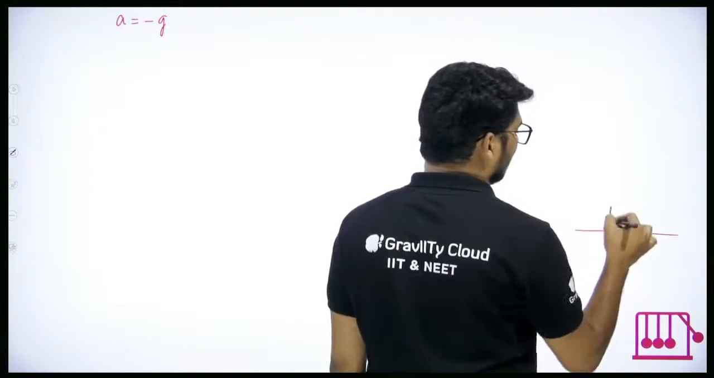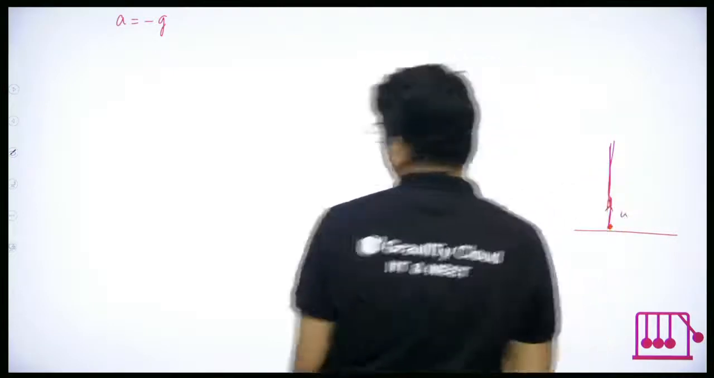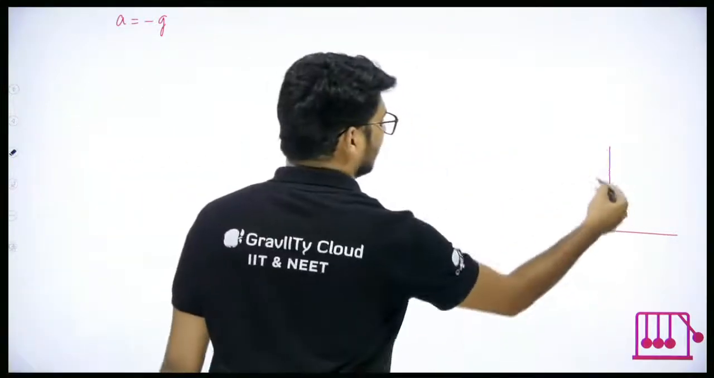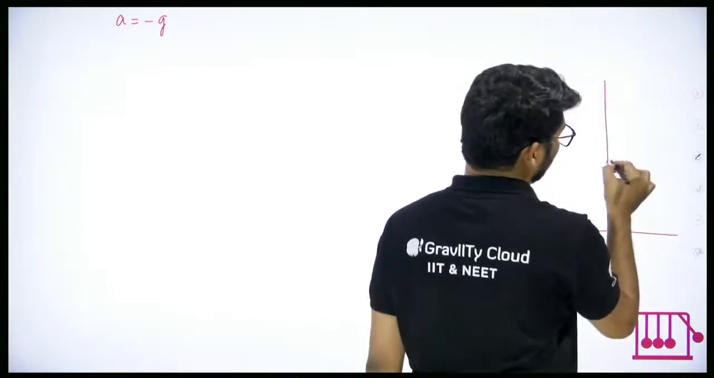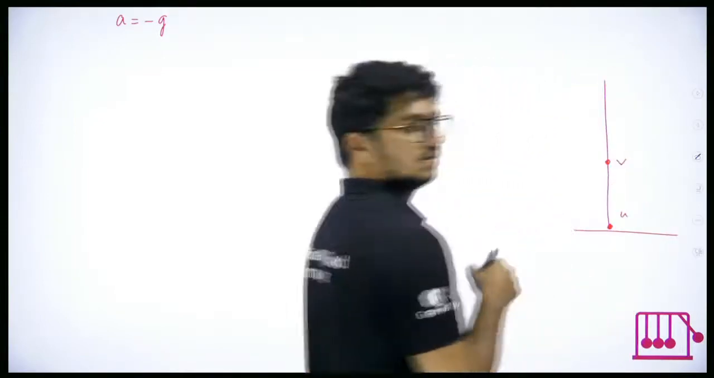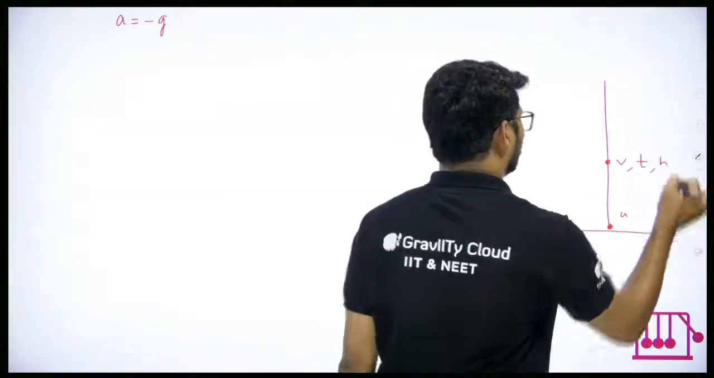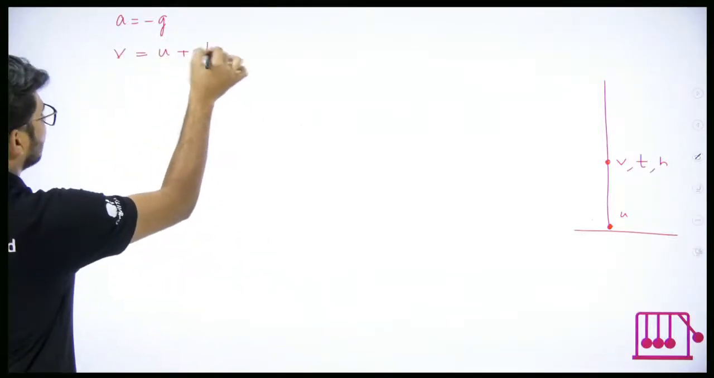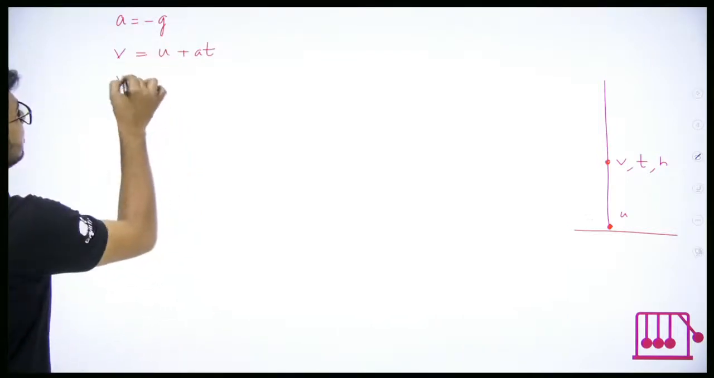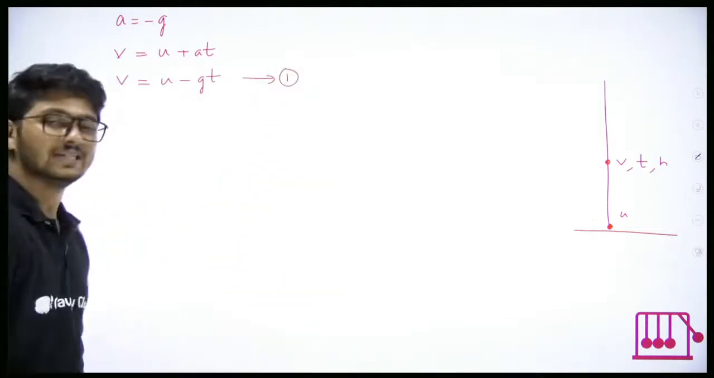If I need the velocity, the speed at any point of time, imagine you are throwing a ball up with an initial speed u. It goes up, and at some point you need the speed v, at time t and height h. So if I use the equation v is equal to u plus at, u is there, but a is minus g. So v becomes u minus gt. This becomes equation 1.